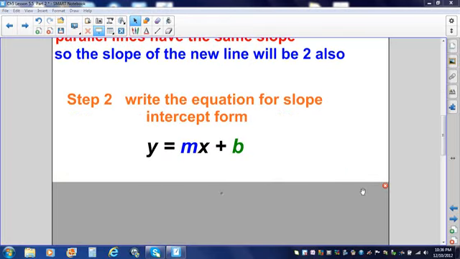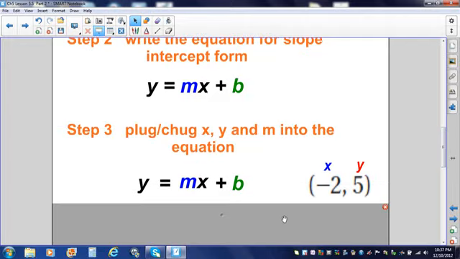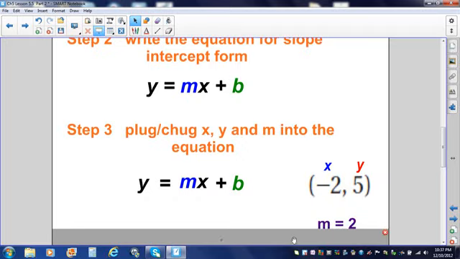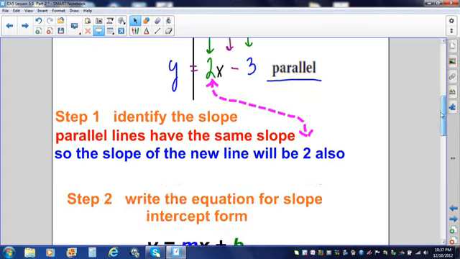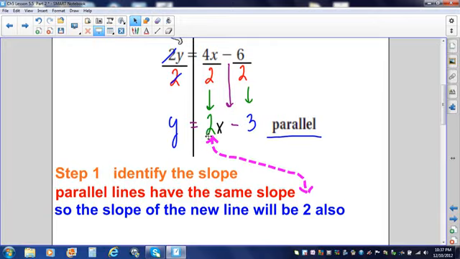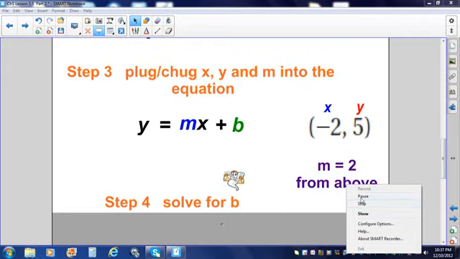Did you say step number 2 was write the equation for slope-intercept form, which is y equals mx plus b? Good job. Step number 3. Plug, chug, x, y, and m into the equation. Remember that m is going to equal 2, and we got this from above. Our slopes are parallel, so m is going to be 2. I think I'll get this part done before the Bears actually win a football game in December.